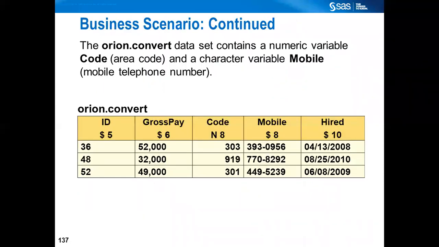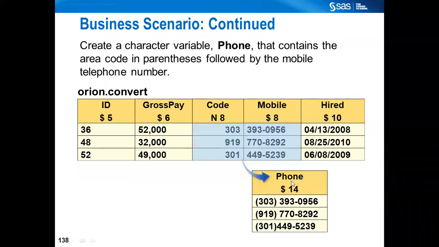All right, now this was our next continued scenario. Now the next scenario was with respect to this code and phone or mobile, where it's telling that this data set contains a numeric variable code, which is your area code, and a character variable called mobile, right? These are two variables. Now what they require is, we are going to create a new variable called phone, which is going to concatenate these two values, and your numeric variable we are going to convert into character with parenthesis. So we are going to create a character variable phone that contains the area code in parenthesis followed by your mobile number.